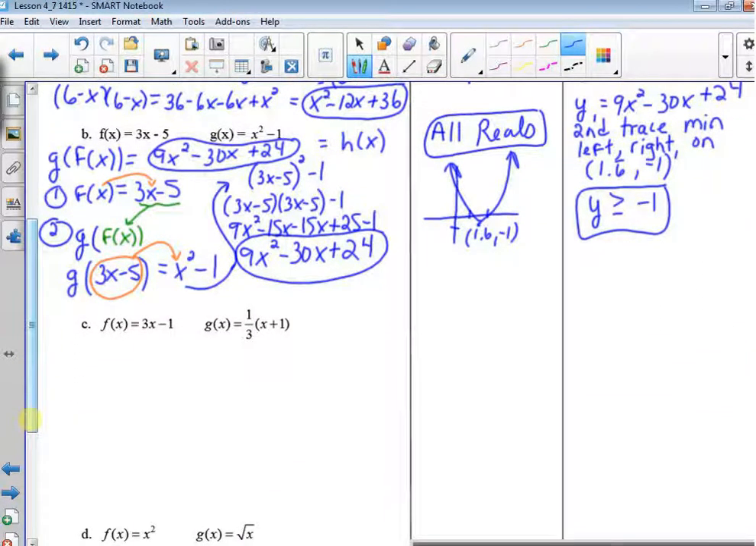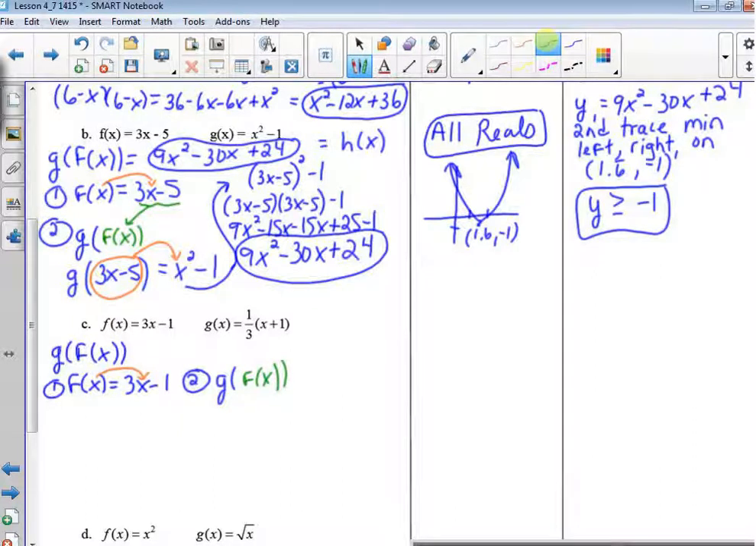On C, I'm looking for g of f of x again. And I'm going to start with f of x, which is 3x minus 1. Replace x with x, you get 3x minus 1. Number 2, I am looking for g of f of x. And I have f of x is 3x minus 1. So I'm really going to be looking for g of 3x minus 1.